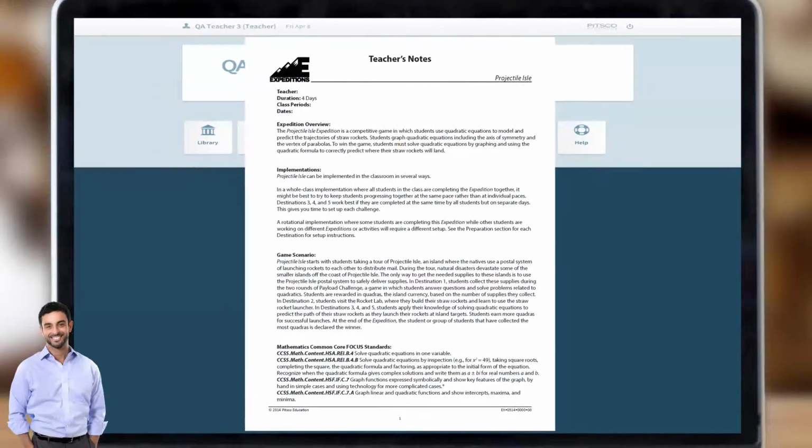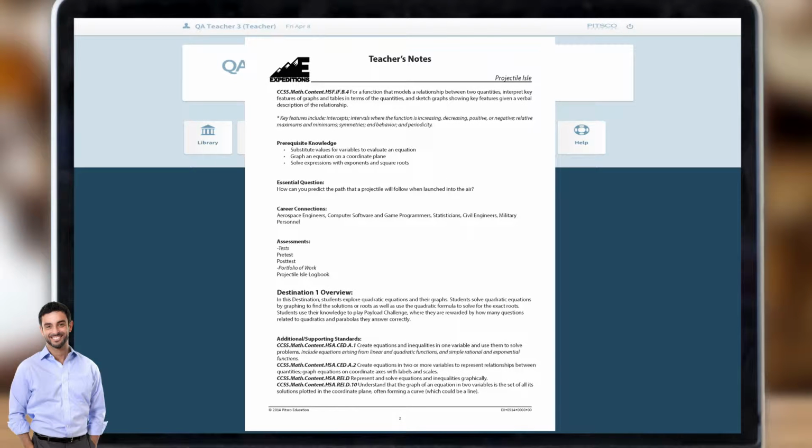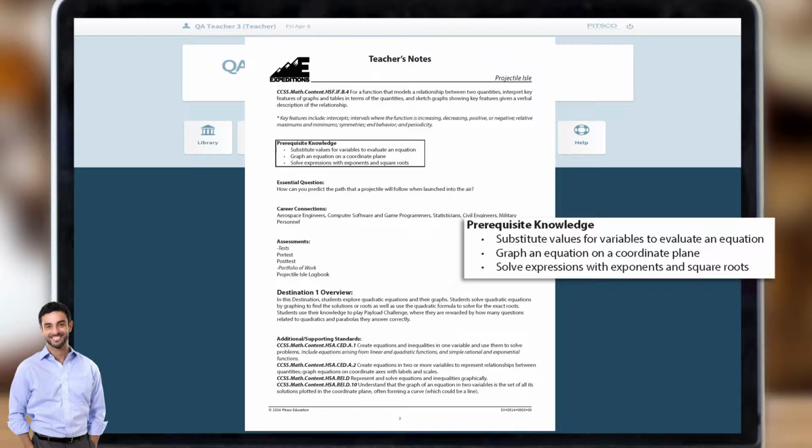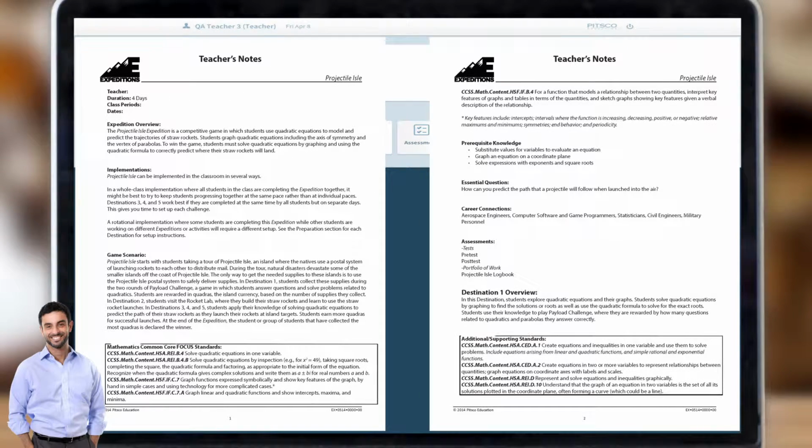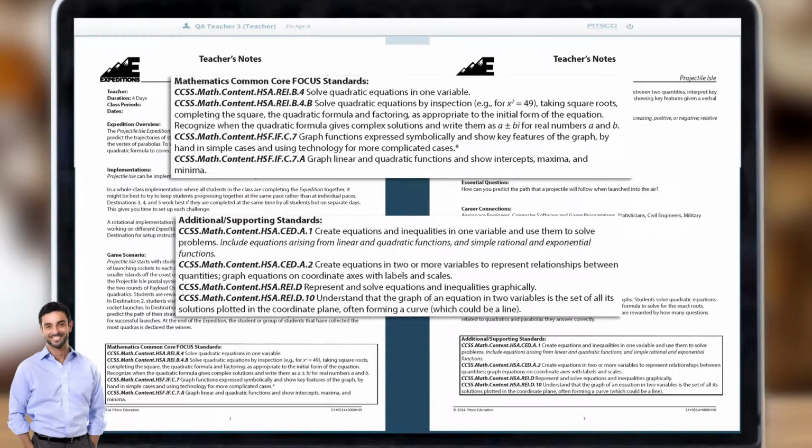Mr. Inyati has reviewed the expedition teacher notes for Projectile Isle. He has prepared his classroom per the instructions and is confident that his students are ready based on the pre-required concepts listed in the notes. He is pleased to know not only what mathematical standards will be addressed, but also the cross-curricular standards that will be met within the expedition.